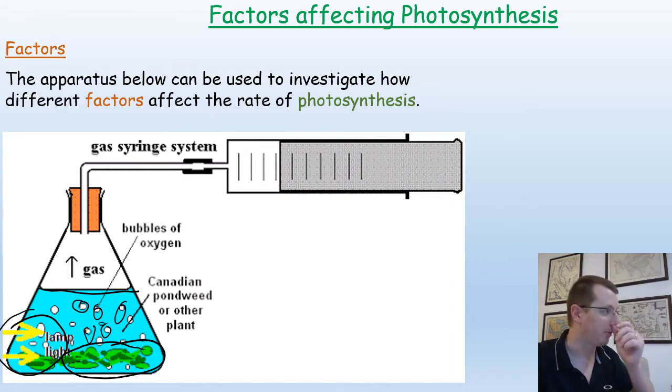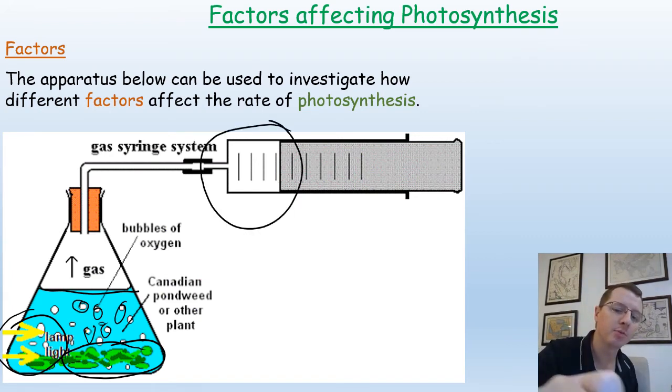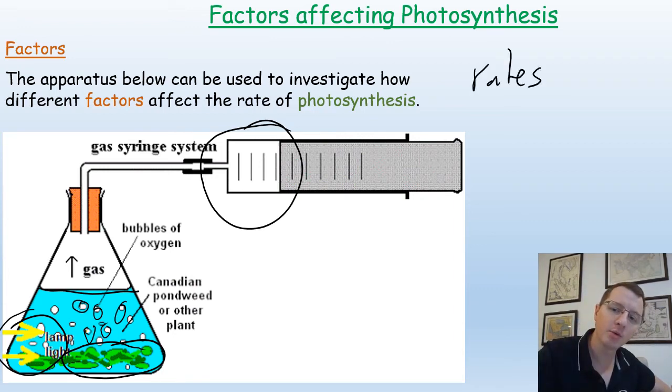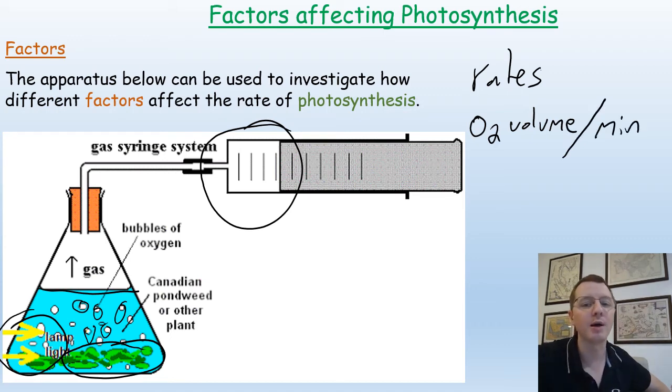Now at that point you can either begin to count how many bubbles are produced per minute, or you might have a system set up to a syringe which can measure the volume of oxygen produced per minute. And it's that per minute that's really important because we're looking at rates. So we're always looking at the amount of oxygen produced, and that would typically be either the number of bubbles or the volume per minute, and that will tell us our rate.